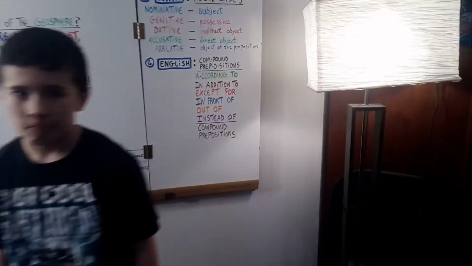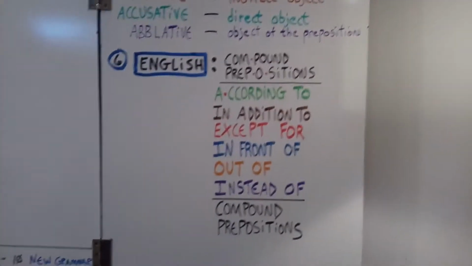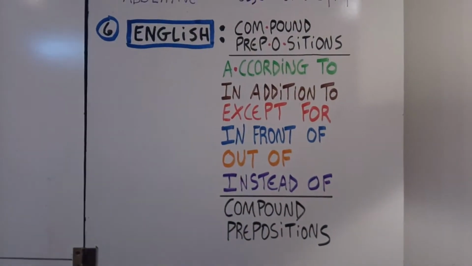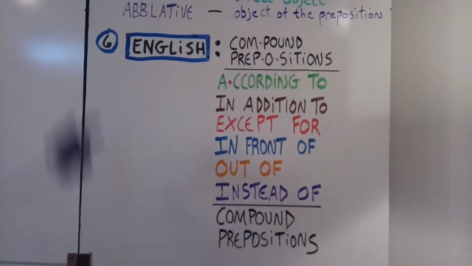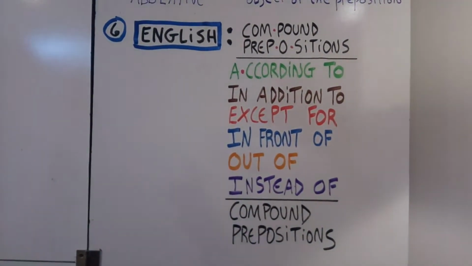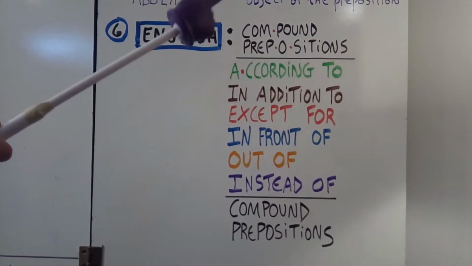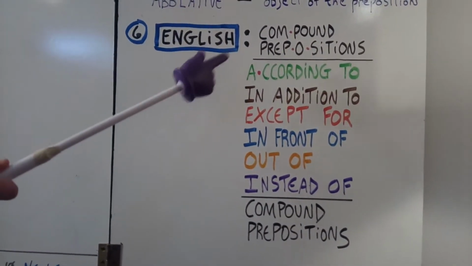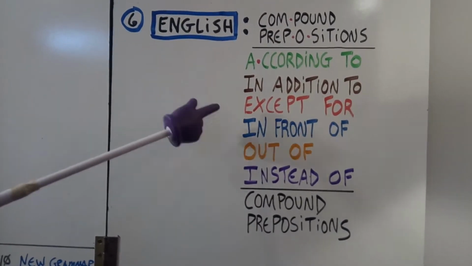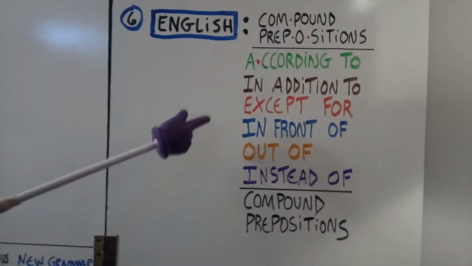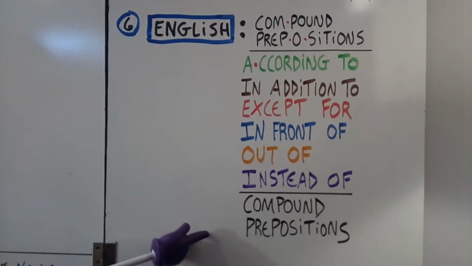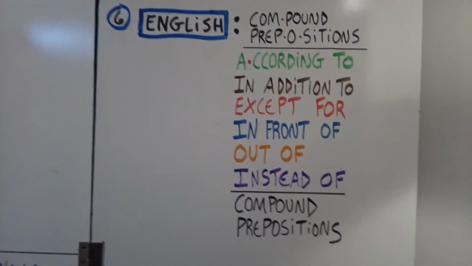Great. And for our compound prepositions to get us ready for the summer, for baseball, I should say spring, it's going to be a cheer like you hear in baseball. Like da-da-da-da-da, charge. So here we go. 1, 2, 3. Compound prepositions: according to, in addition to, except for, in front of, out of, instead of. Compound prepositions. Let's do it again.